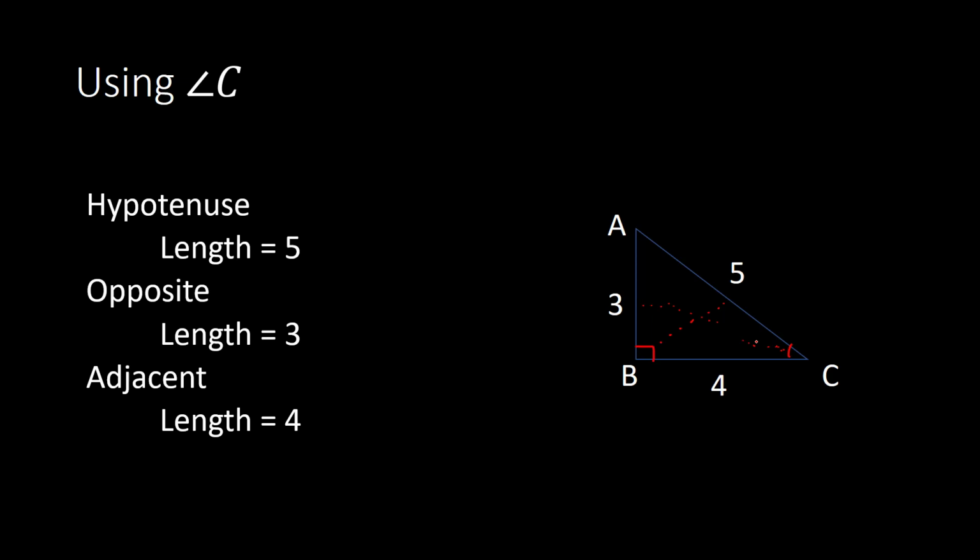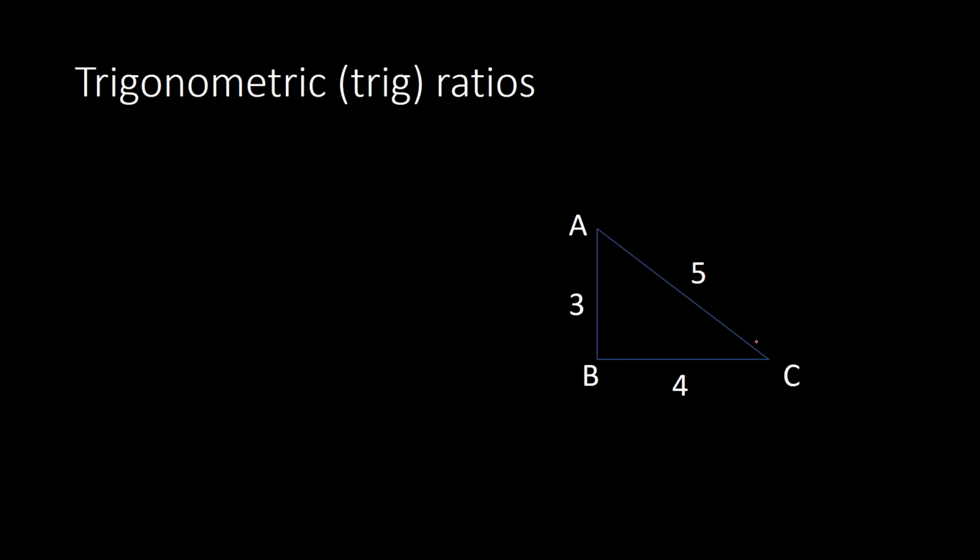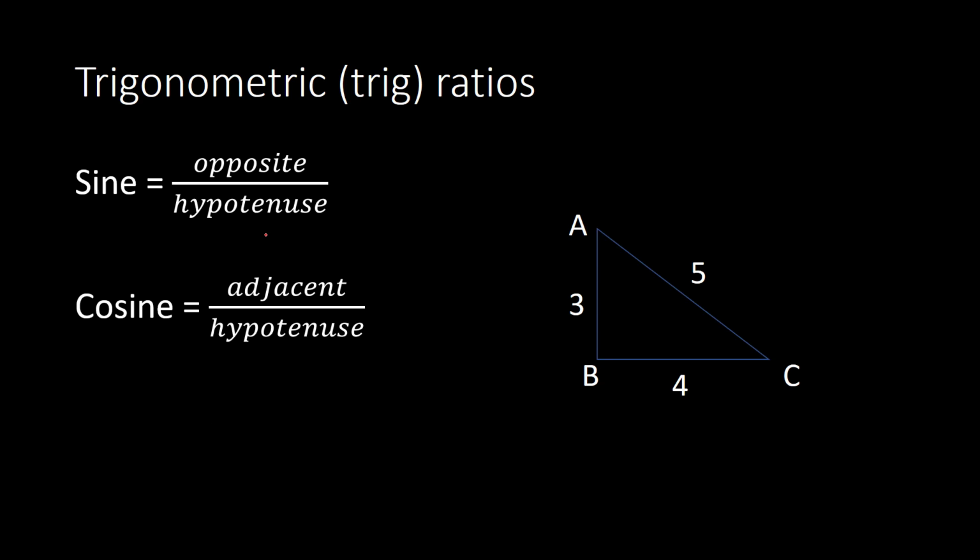Now with right triangles, we have different ratios that we are concerned with. We call these trig or trigonometric ratios. Trig refers to triangles, so we have ratios with triangles. The first trig ratio is sine. Sine is opposite over hypotenuse. Cosine is a ratio of the adjacent side over the hypotenuse. And tangent is a ratio of the opposite side over the adjacent side.